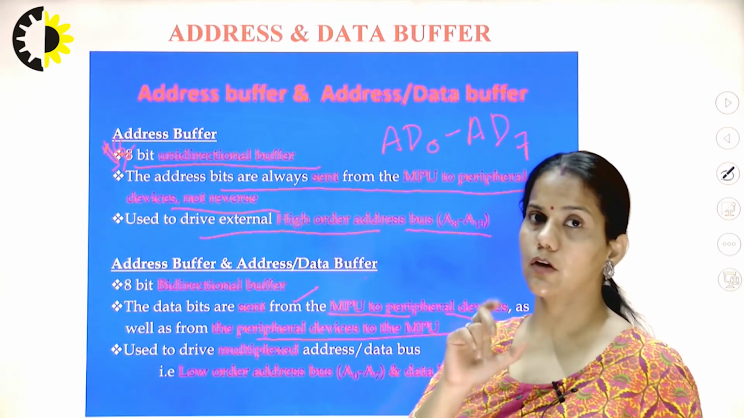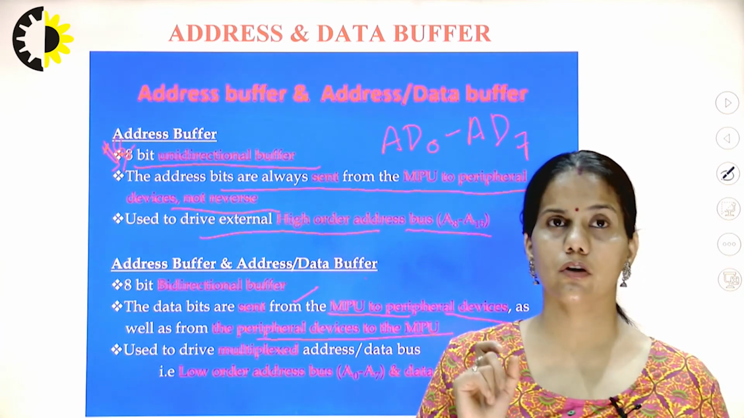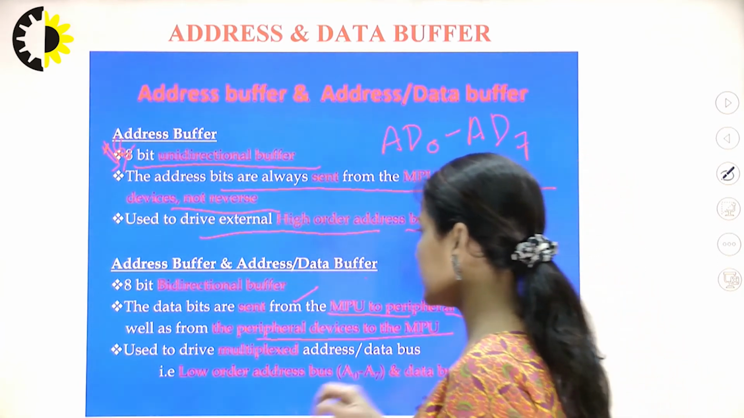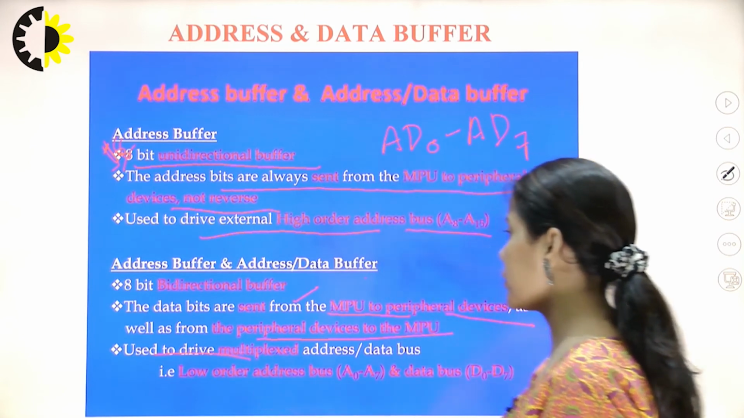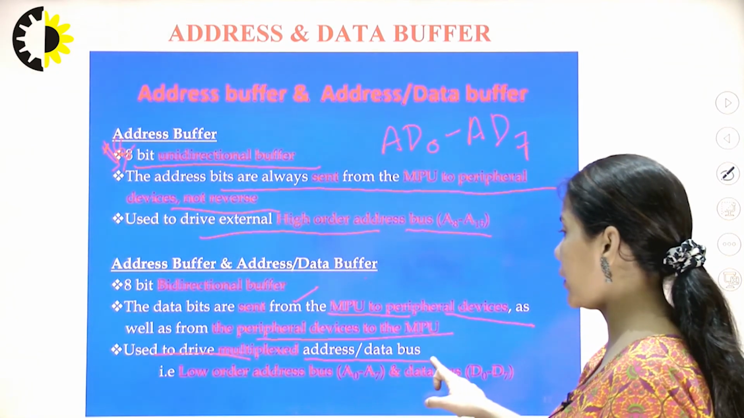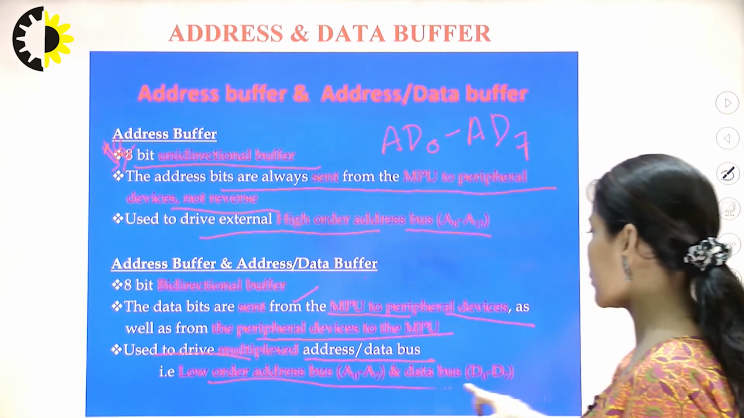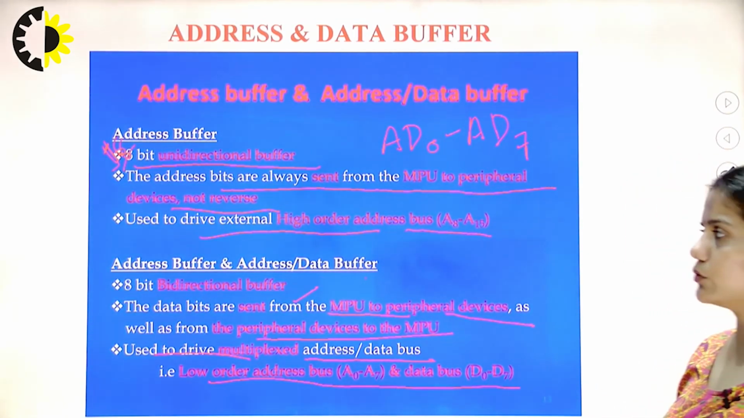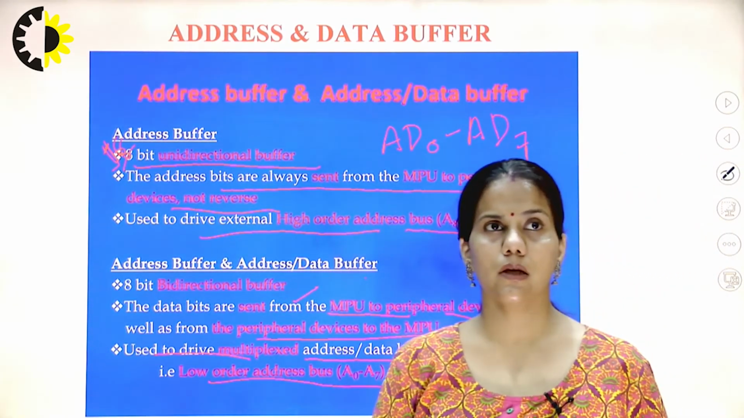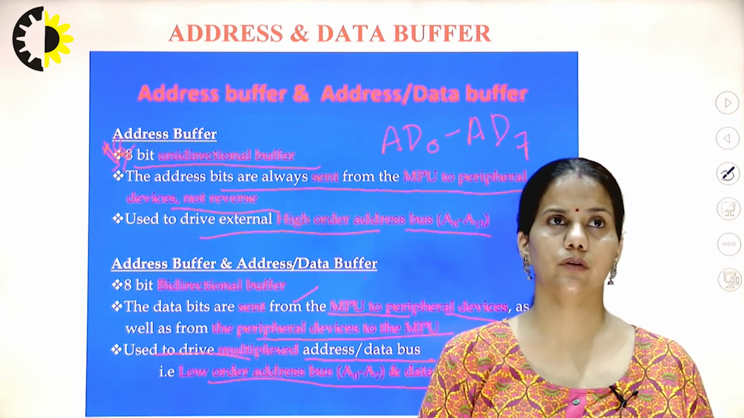Data bus is of 8 bits, address bus is of 16 bits. So here it is used to drive the multiplexed address and data bus, that is lower order address or data bus. So in this way, address buffer and data buffer are used.